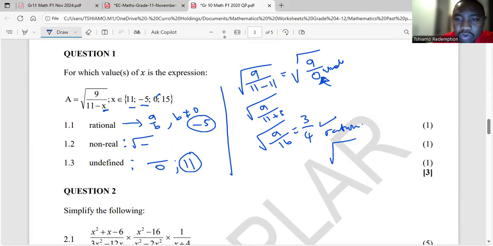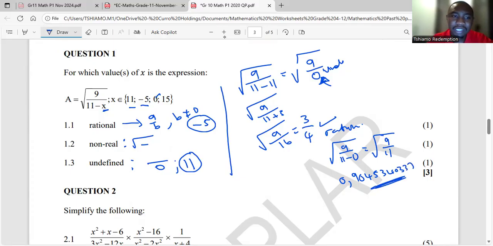Now let's put 0. Square root of 9 over 11 minus 0 would be square root of 9 over 11. Just press it on the calculator. Let's see. 9 over 11 will be 0.90453340337. Can you see this is an irrational number, but it is not part of what we're being asked. So we're just going to skip that one.